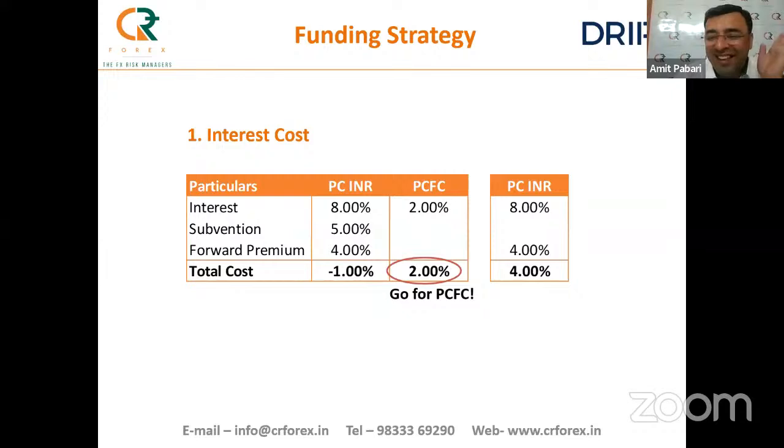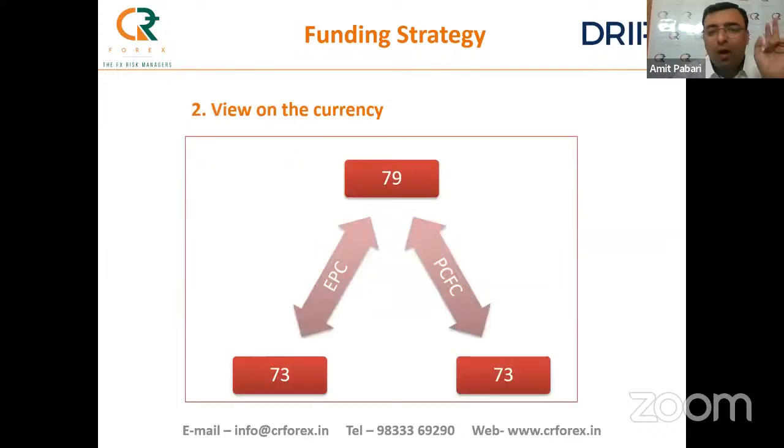Now the scenario has changed. Subvention chala gaya. Now PCFC is costing you 2%. PCINR is costing you 4%. So generally people will say, let me go and take PCFC, boss. ये इतना simple नहीं है. Do not just calculate the interest rate because the 2%, if the currency devalues, you will lose that 2%. So the second most important thing is you have to view on the currency.